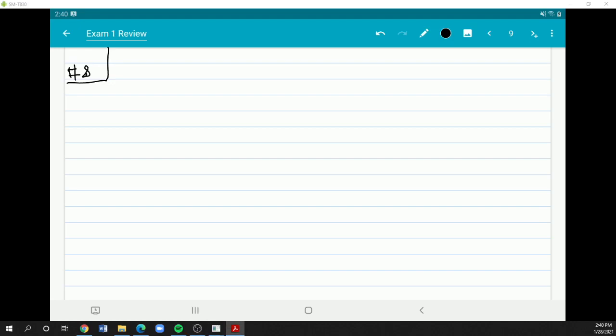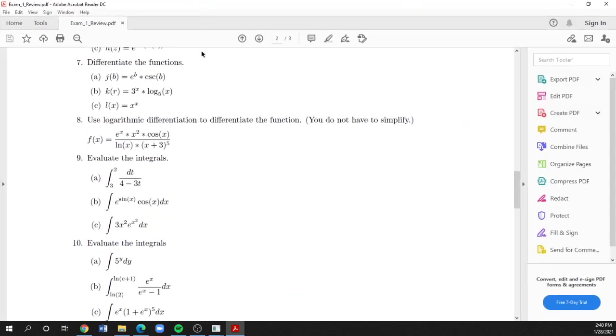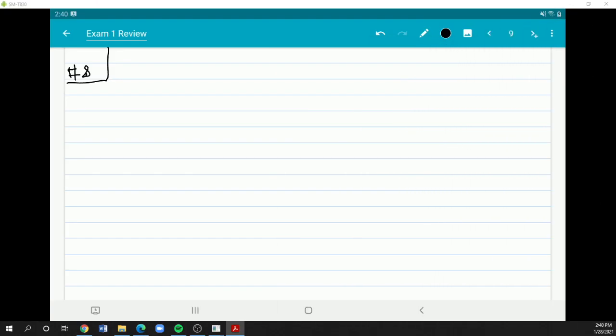Okay, number 8. So this one is asking us to use logarithmic differentiation to differentiate this monster. So note that it says we don't have to simplify, so that's going to be helpful. Let's write this function down. F of x is e to the x squared times cosine of x. Divide all of that by log of x plus 3 to the 5th.